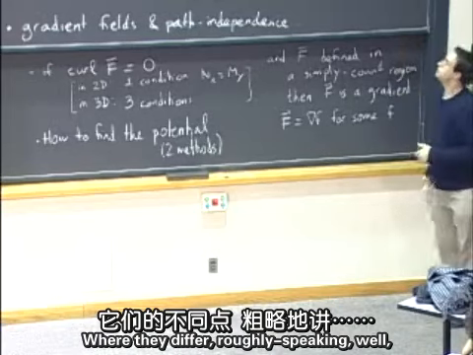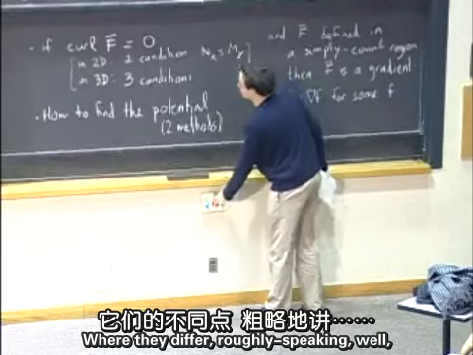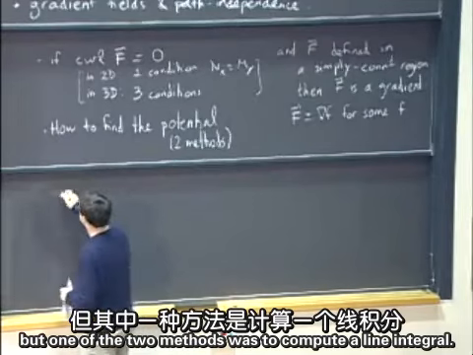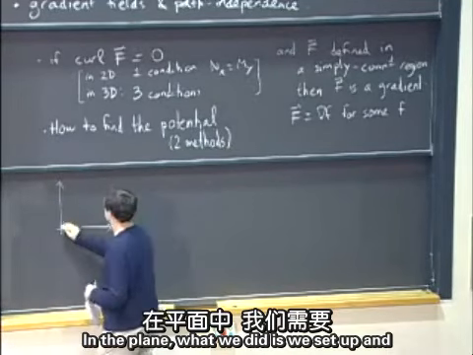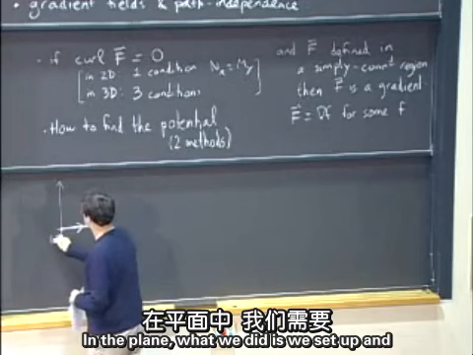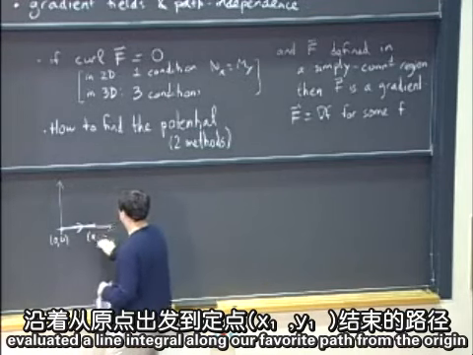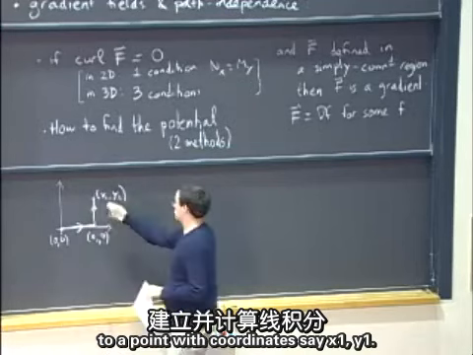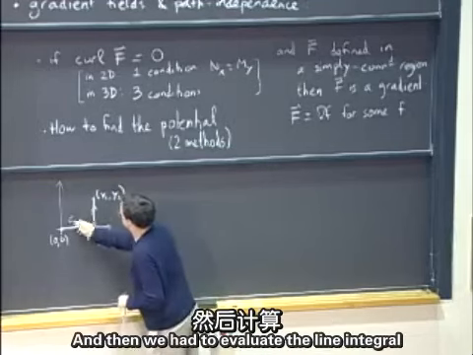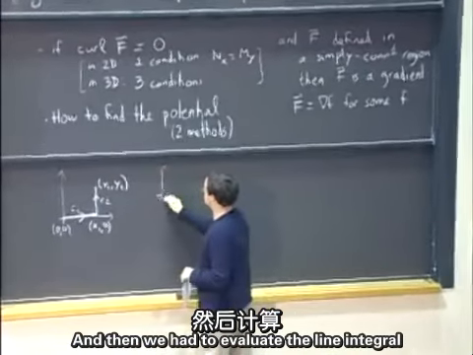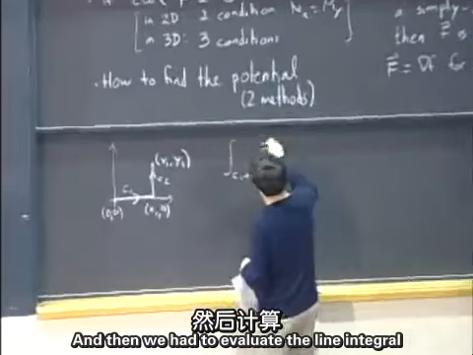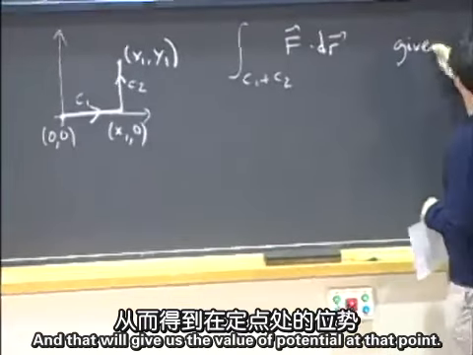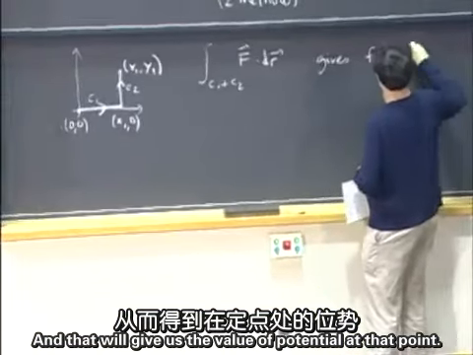Roughly speaking, one of the two methods was to compute a line integral. So in the plane, what we did is we set up and evaluated a line integral along our favorite path from the origin to a point with coordinates, say x1, y1. Then we had to evaluate the line integral for the work done along this path, and that will give us the value of the potential at that point.